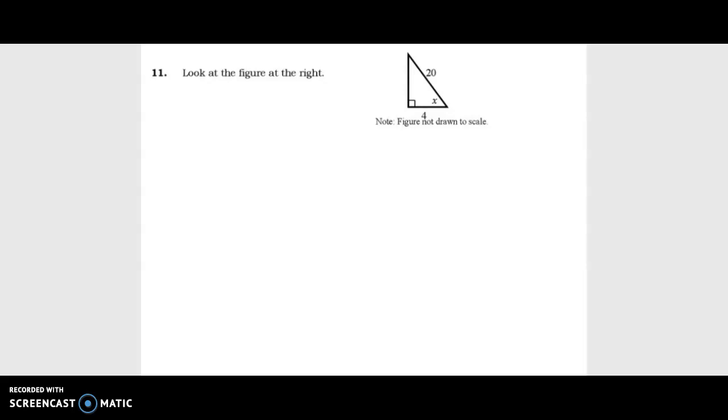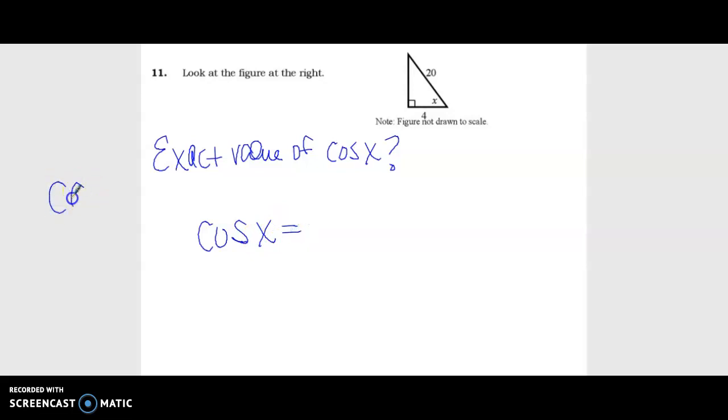All right, so for number 11, oh, my question got cut off. Number 11 says, what is the exact value of cosine of x? So that's what it says on your worksheet. So cosine of x, cosine is CAH, adjacent over hypotenuse. So adjacent would be 4 over 20. So that is your answer, but you can simplify it down to 1/5. That is your exact value. It does not ask for an angle measure, so you're going to leave it as a fraction.